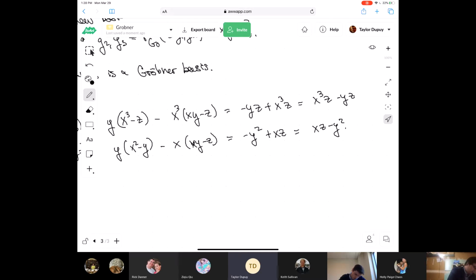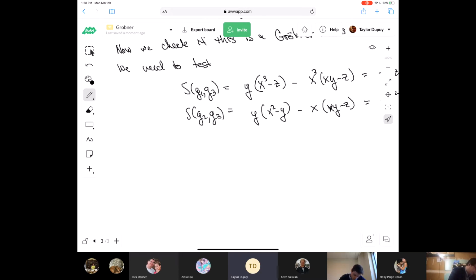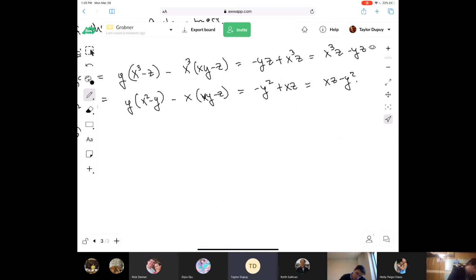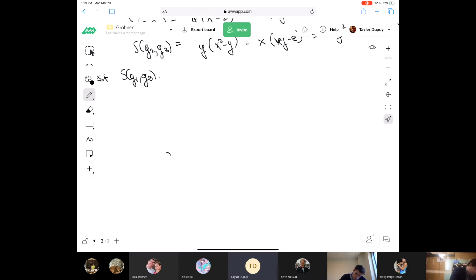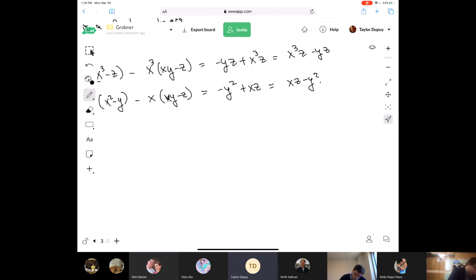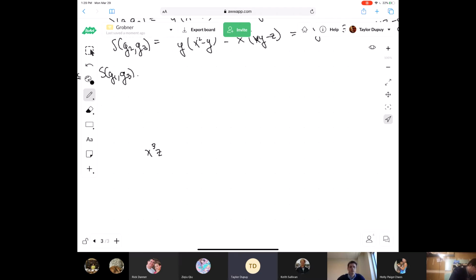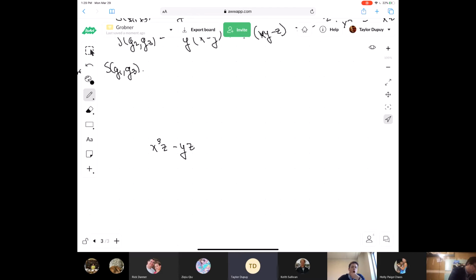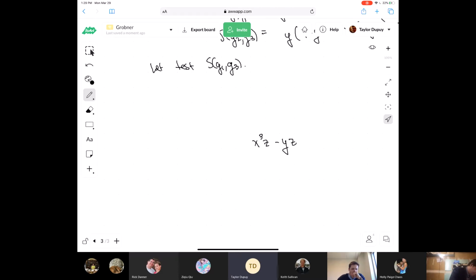Okay, so let's test the first one, S(G1, G3). Check for my mistakes, I'm terrible at these sorts of computations. I expect this one to go long, so we're just going to go through one iteration here so you can see how this goes, and then I'm going to go to a computer.